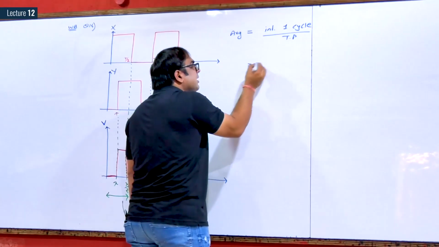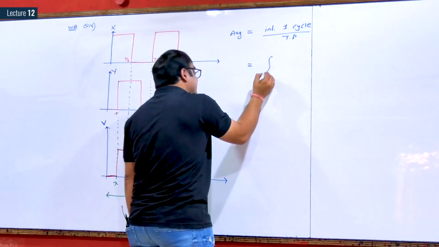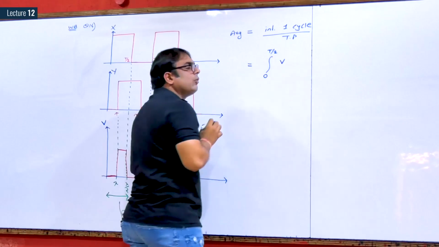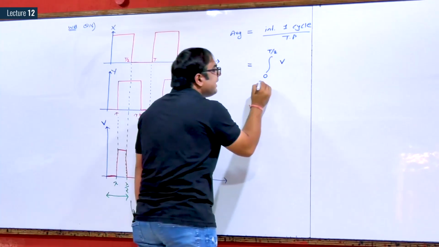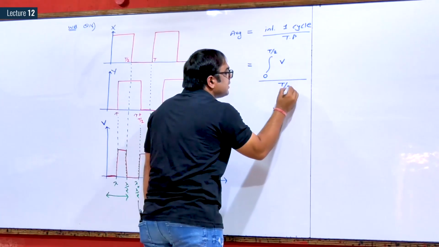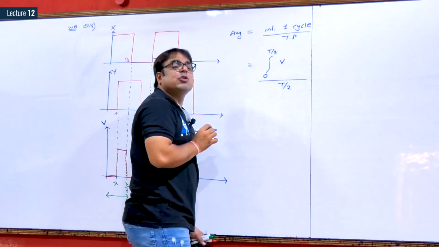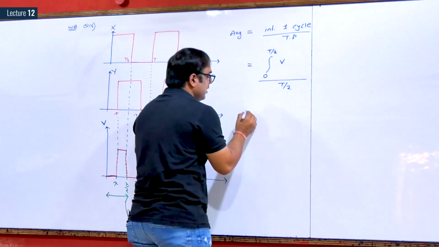Integration over one cycle means 0 to T by 2. Output waveform V divided by the time period, where the time period of the output waveform is T by 2.